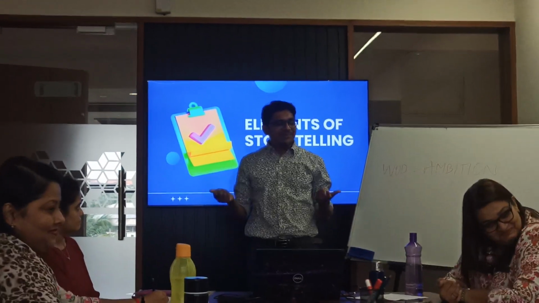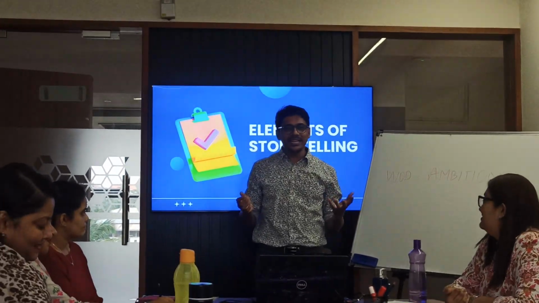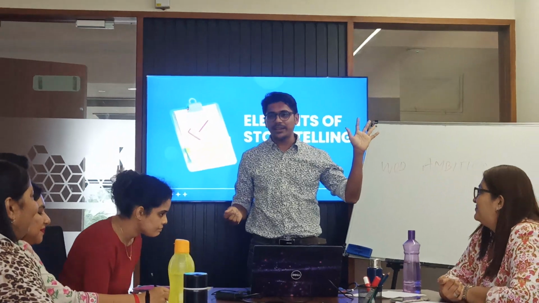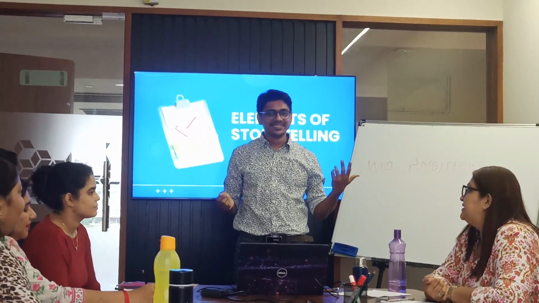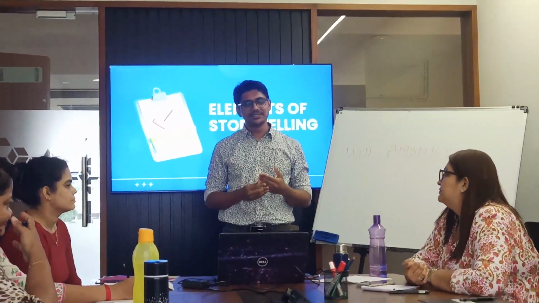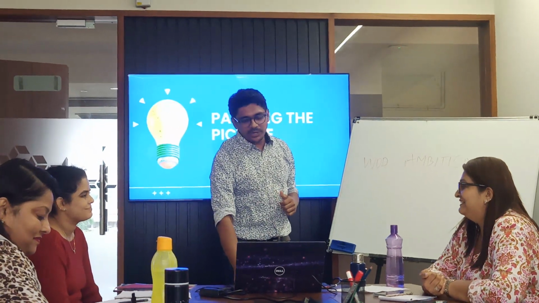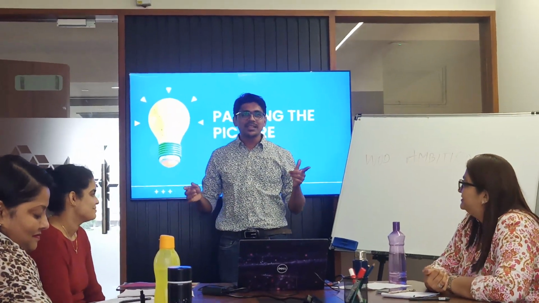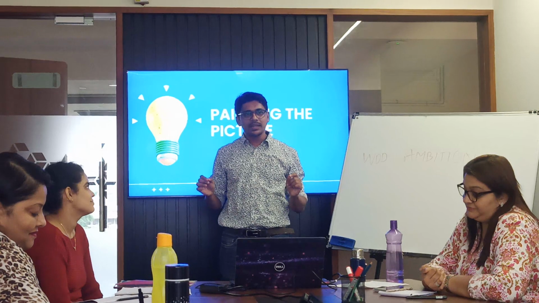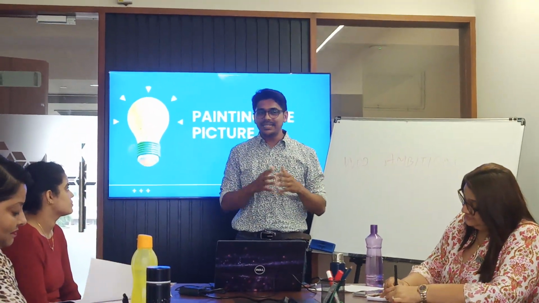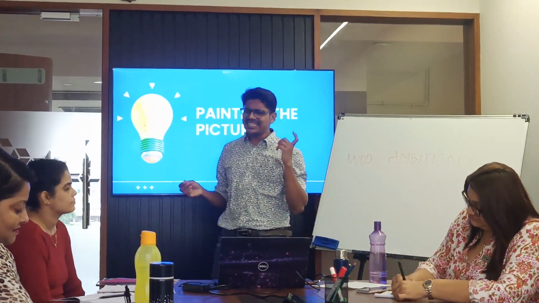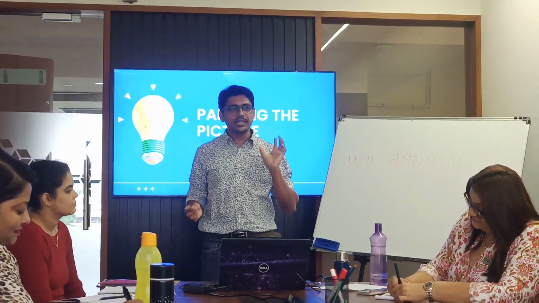So, what are the elements now? Elements of storytelling. Before that, how many senses do we have? Five. Which are they? Okay, fine. So, one of the important aspects of storytelling is painting a picture. How can you paint a picture in an audience's mind? It's quite simple. One of the easiest tricks is to add a location.